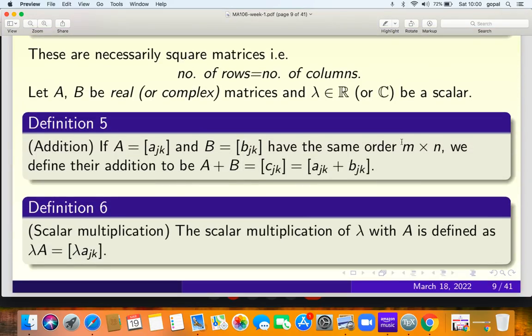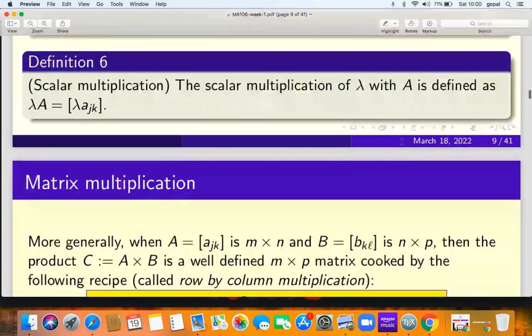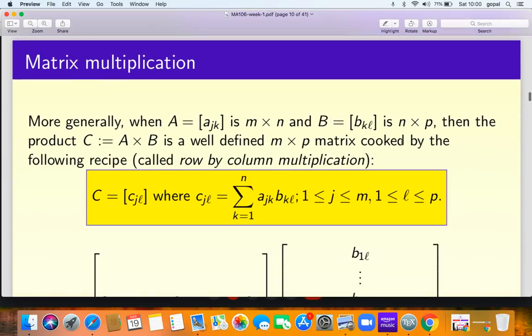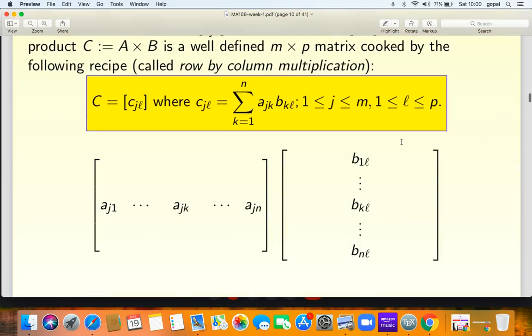Scalar multiplication. Multiply all the entries of the matrix by a fixed number lambda, and that will be lambda A. So lambda A is simply lambda times AJK. So you have addition of matrices and multiplying a matrix by a real number or a complex number. Scale. More generally, now you have to do matrix multiplication.